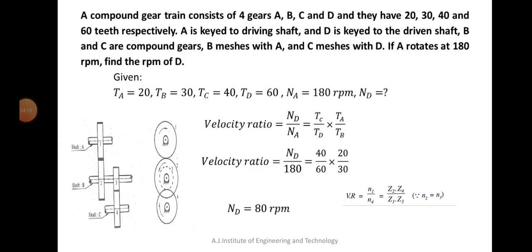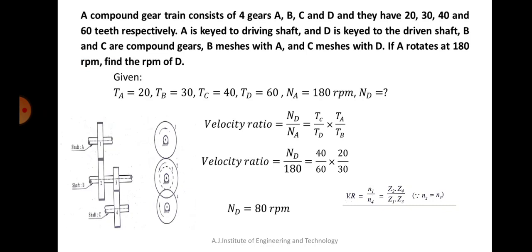Okay, a compound gear train consists of 4 gears A, B, C and D, and they have 20, 30, 40 and 60 teeth respectively. That means gear A is having 20 teeth, B is having 30 teeth, C is having 40 teeth and D is having 60 teeth. Now A is keyed to the driving shaft. That means gear A becomes driver and D is keyed to the driven shaft. That means the last gear is D, it is the driven shaft.